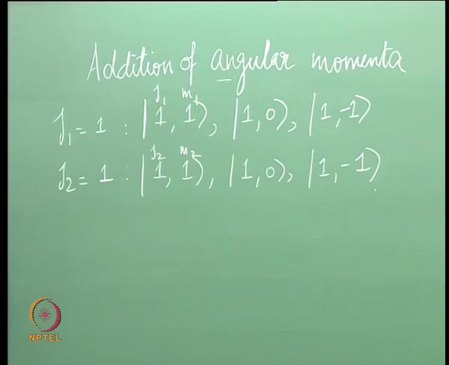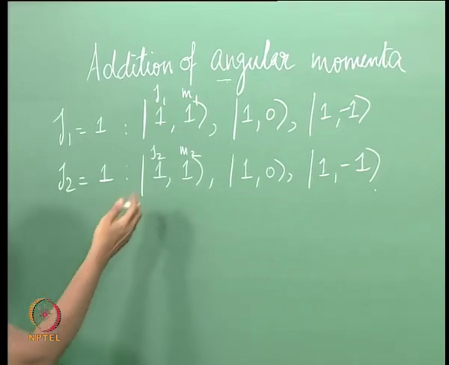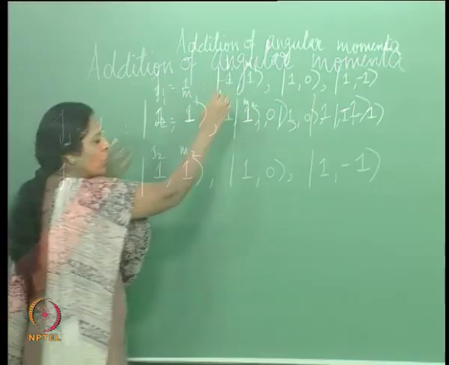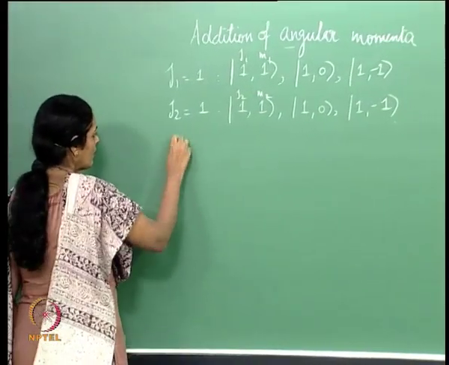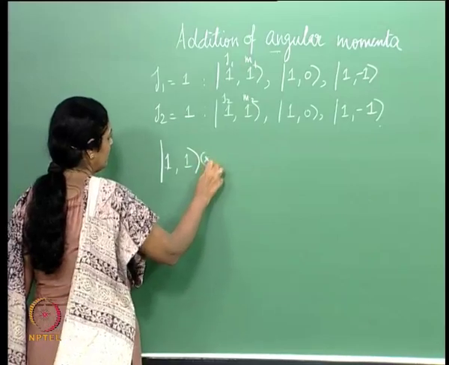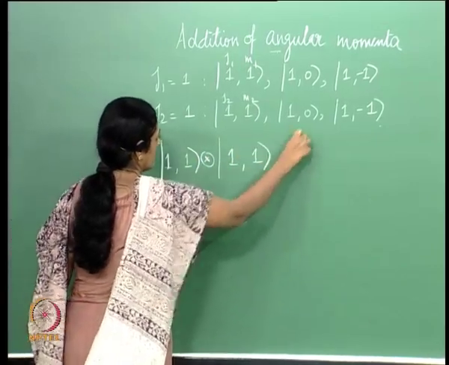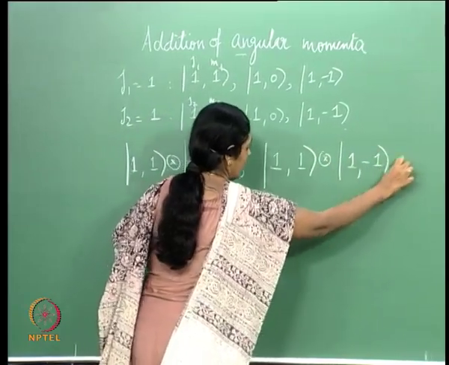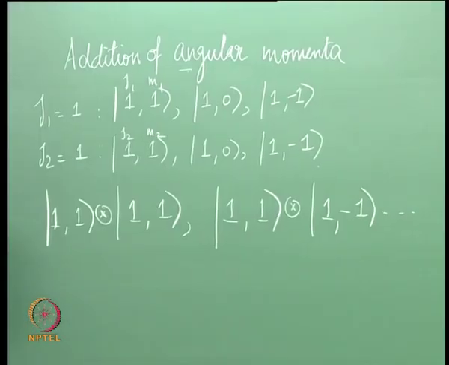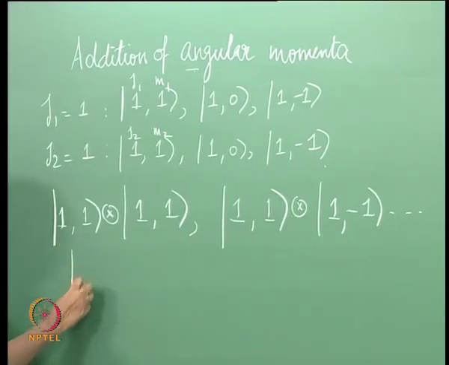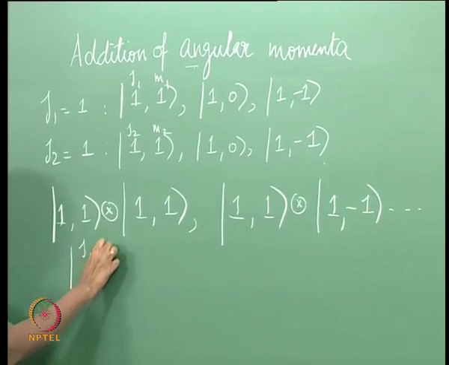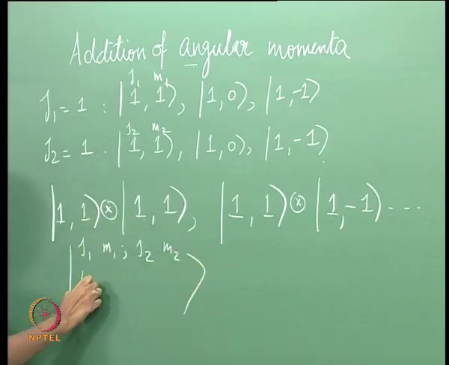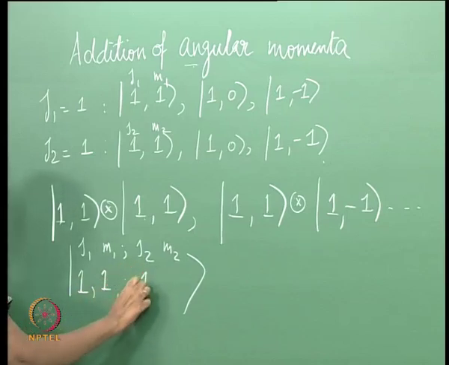So, the uncoupled basis states would be 1 1 with 1 1, 1 1 with 1 0, I mean direct product states. So, the uncoupled basis states would be of the form, and so on, such states. Of course, using my notation I represent that as J1 M1, J2 M2, and therefore, this state for instance would just be 1 1 1 1.